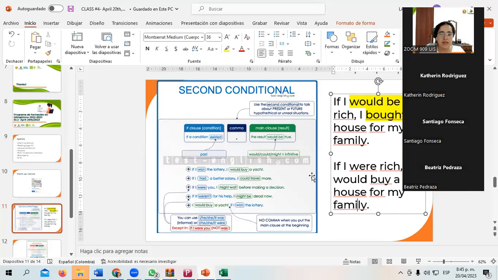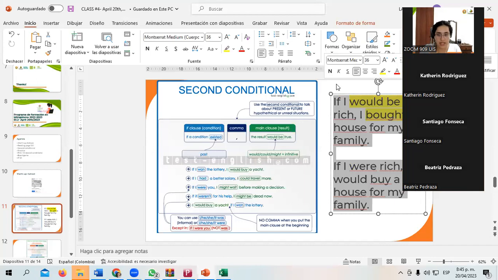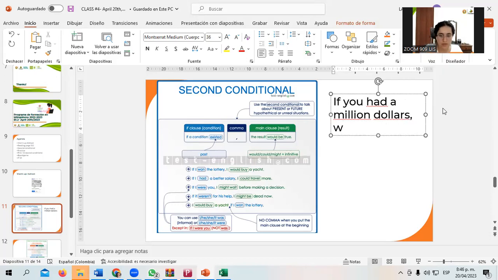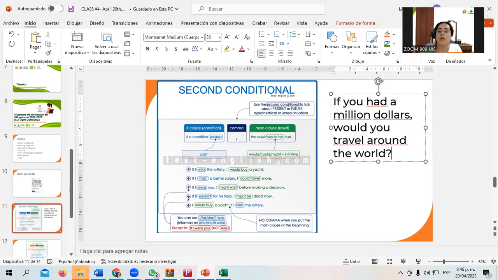Let's, before we continue, review the question, okay? Remember the structure for the question? We say, if you had $1 million, the question is, would we start? Then the subject, would you? Okay, that's the difference in the question.